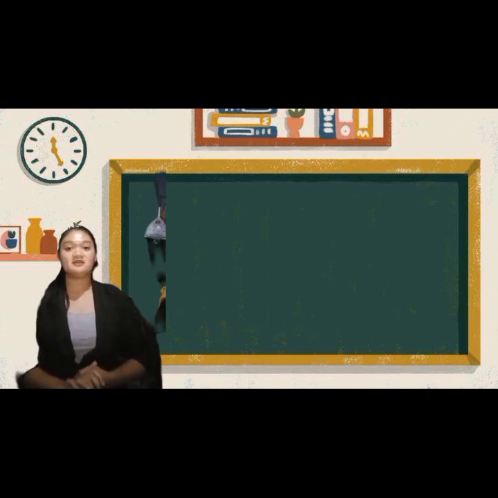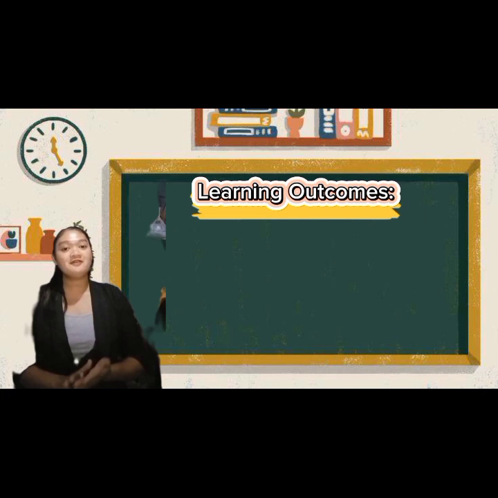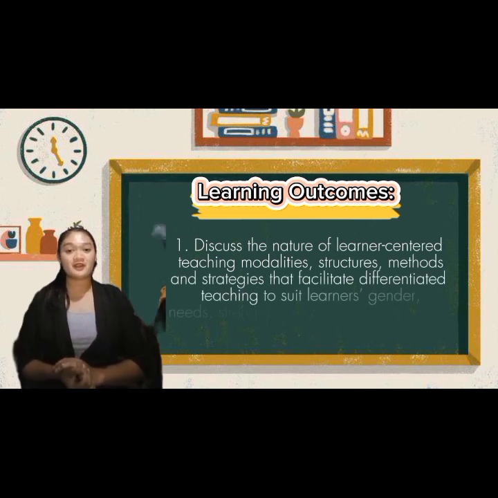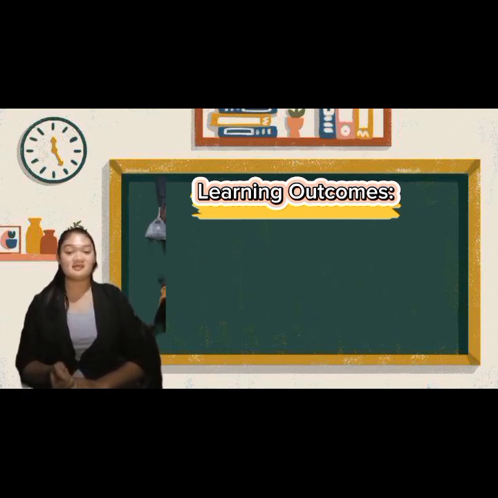Let us now proceed to the learning outcomes. So, for the learning outcomes, after studying the module, you are expected to, number 1, discuss the nature of learner-centered teaching modalities, structures, methods, and strategies that facilitate differentiated teaching to suit learners' gender, needs, strengths, interests, and experiences.